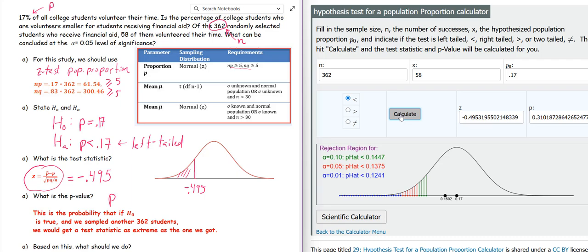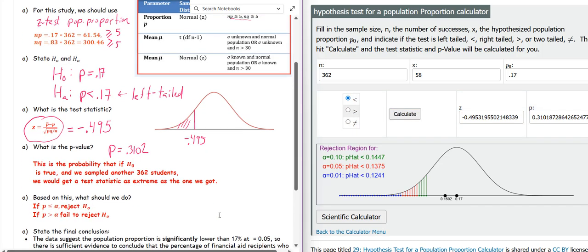In this case, to 4 decimals, the p-value is 0.3102. Now, this is the probability that if H0 were true, and we sampled another 362 students, we would get a test statistic as extreme as the one we already got. So 31% is actually a pretty high probability. Based on this, what should we do? Well, we're going to fail to reject H0.